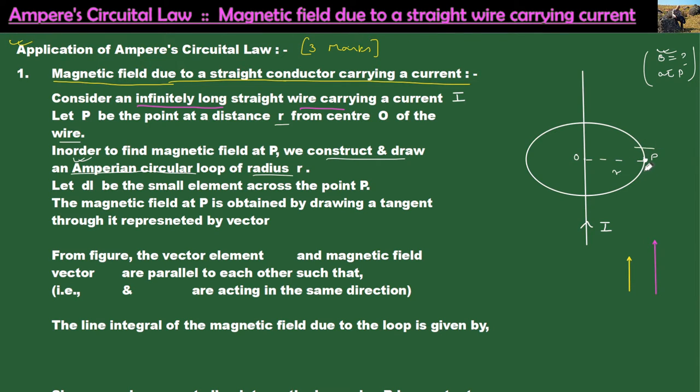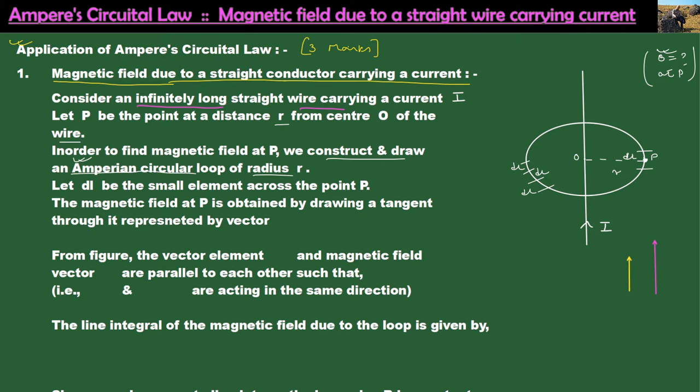I can divide this surface, the Ampere loop, into many, many elements. Each element is of length dl. We know that if we sum over all these dl, it will give us the circumference of this Ampere loop. Likewise, I take this current element, suppose I consider that element, this dl. This dl is our element, any element.